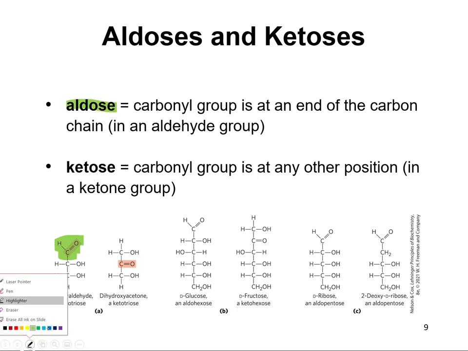And if you have an internal ketone, it is a ketose. You will need to know the difference, and you'll need to be able to look at sugars and determine if it's an aldose or a ketose. These are just some examples, but you'll need to be able to do that with sugars that you've seen and sugars that you've never seen before too. So make sure that you know the difference.